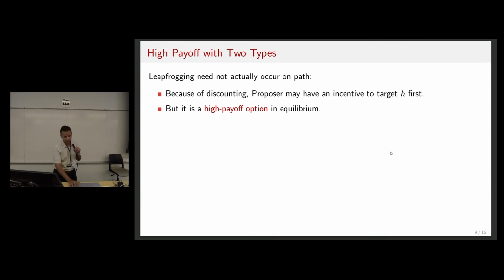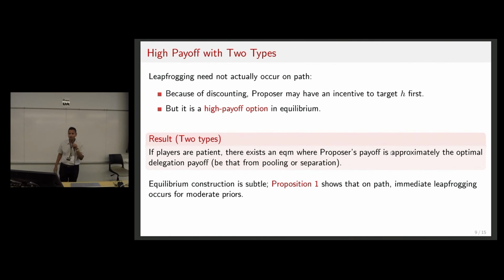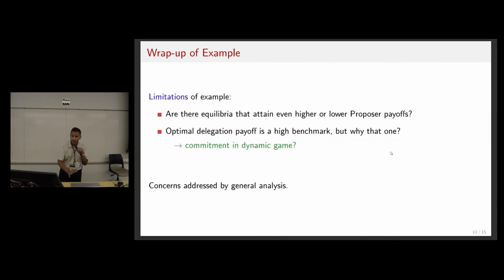Now, in addition, one is able to also construct an equilibrium where this happens, but that construction is somewhat subtle. And in that construction, leapfrogging, as I've presented it, happens only for moderate priors. In this particular form, one has to adjust it. But nevertheless, a proposer still obtains this high benchmark payoff from being able to commit. OK. So that wraps up the example.